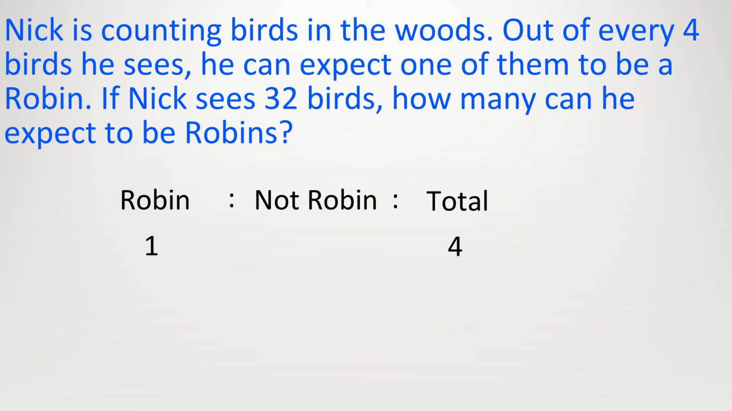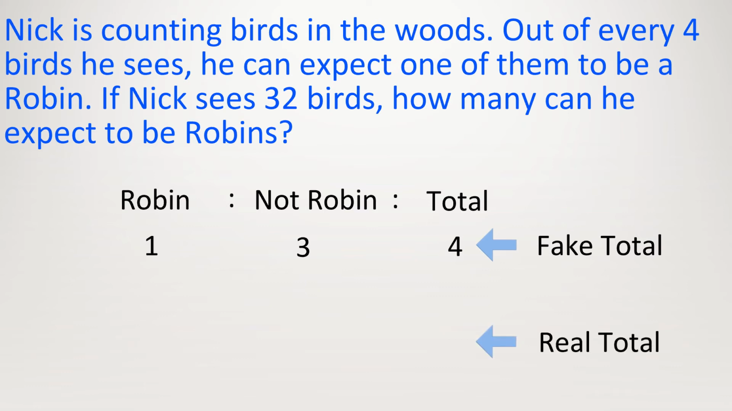Because of that, how many birds will be not robin? It is 4 minus 1, which will be 3. The first row, we have the numbers 1, 3, 4. 4 is the fake total. The real total is 32 because Nick sees 32 birds.